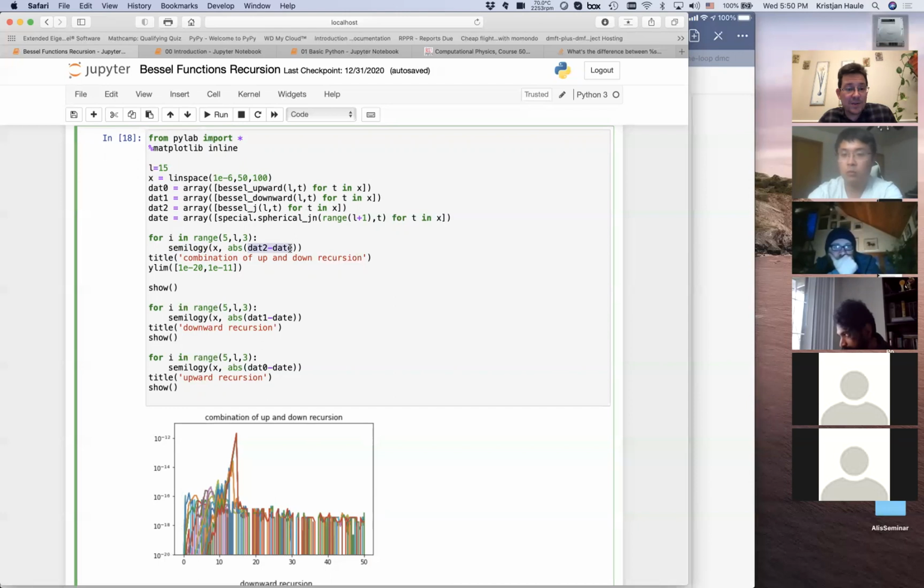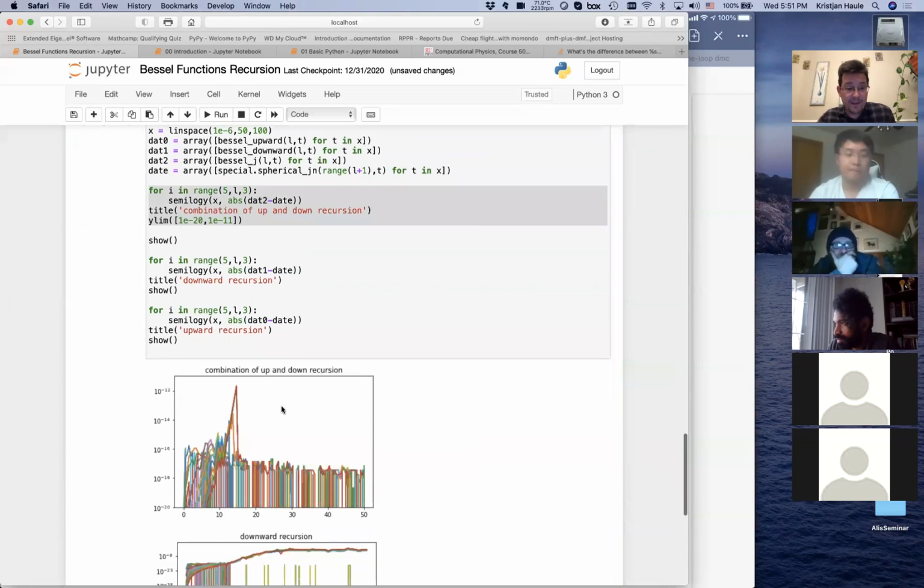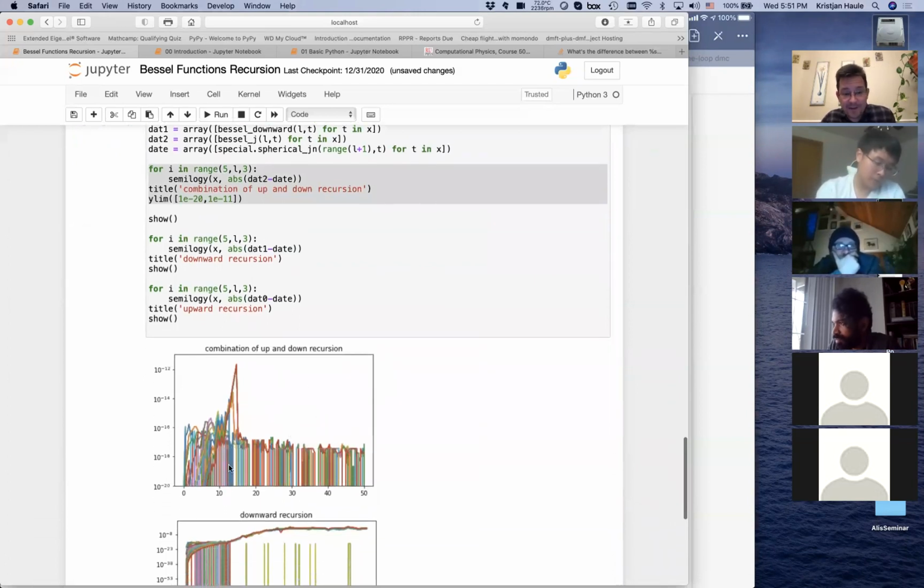And we're going to plot the absolute value of the error. Okay, so first we're going to plot a combination of up and down recursion. So this is .2 minus .e. So we're taking the difference between the exact value and the value which is obtained by a combination of upward and downward recursion. Okay, so this is the first plot. Let me evaluate this. Okay, and you see, this is the error when we do a combination of upward and downward, the way we break it.